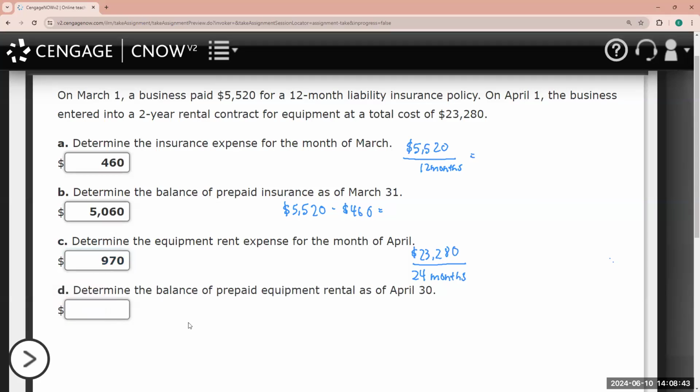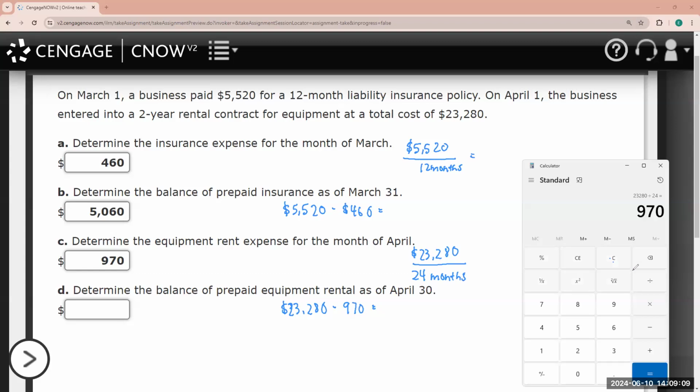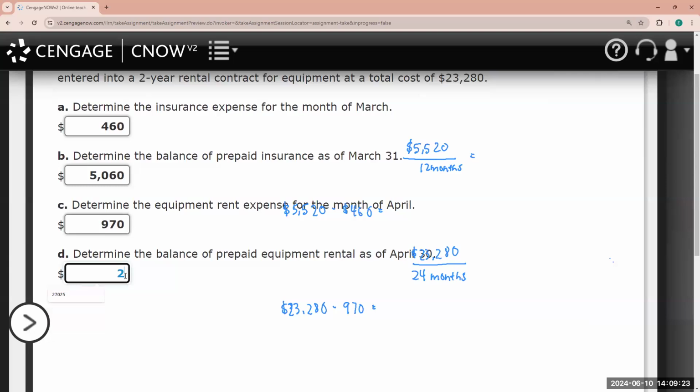And now for part B, it's asking us, what is the prepaid equipment balance as of April 30th? We started off with a balance of $23,280 minus the monthly equipment rent expense of $970. If we get our calculator, 23,280 minus 970, the ending balance of our prepaid equipment rental as of April 30th is $22,310.